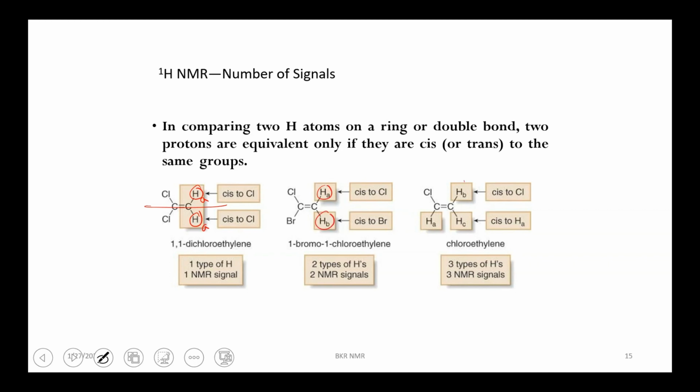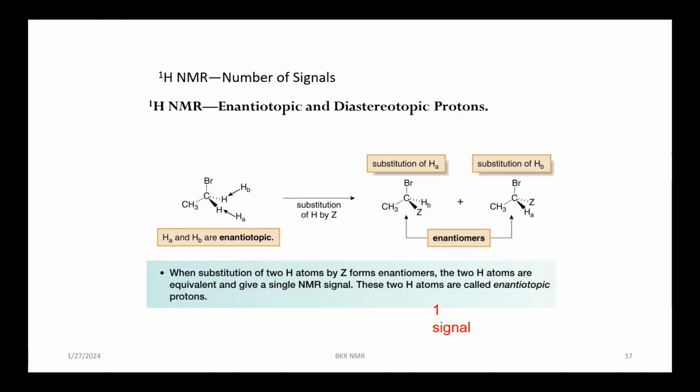Here, as we have told, this is cis, this is trans, this is cis, this is trans, and this is geminal. So I'll be having three hydrogen signals. Talking about the plane of symmetry, now there's something known as enantiotopic and diastereotopic, or I can say topicity of ligands and groups, which you might have studied in stereochemistry.